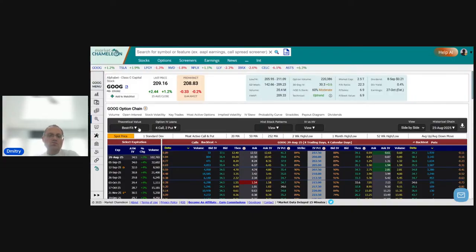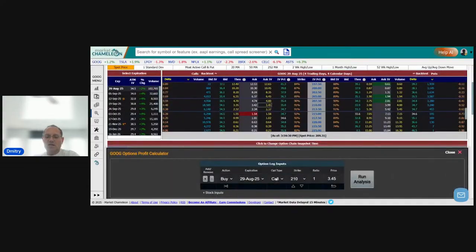In Google, we're on the August 29th expiration. Let's click on the 210 call. So I'm going to click on the offer here. This is the calls, the bid and offer. When you click on that ask price, you see a ticket come up, buying the August 29th 210 call for 3.45, because that's the displayed price.